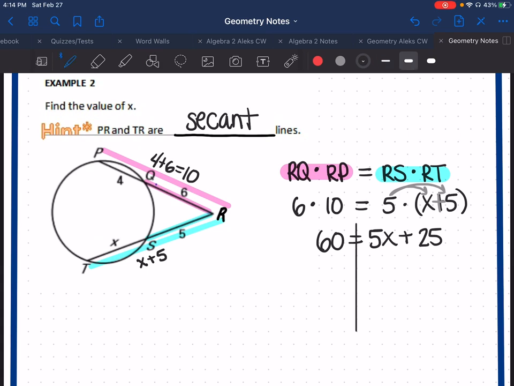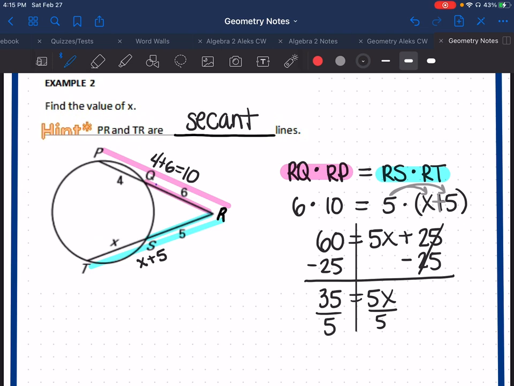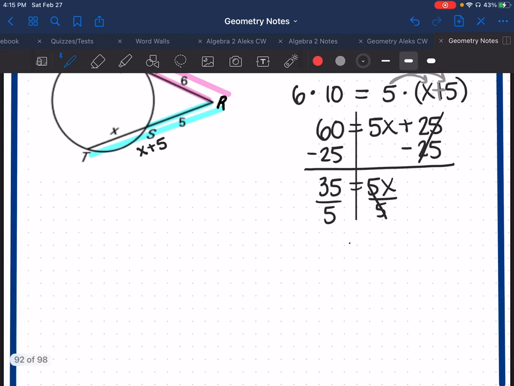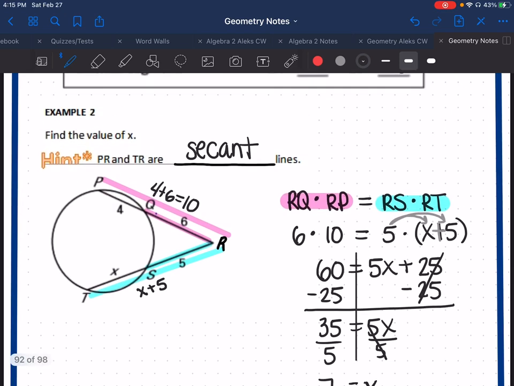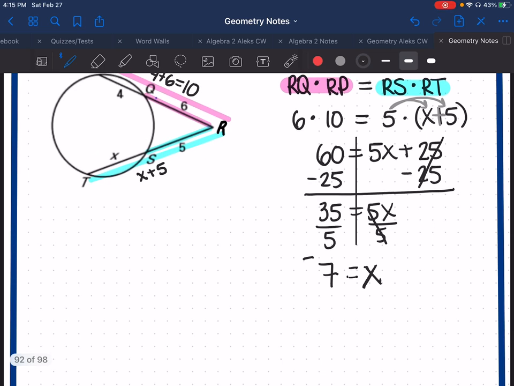Here we go. Minus 25 from both sides. 60 minus 25 would give me 35. And I'm going to divide both sides by 5. There we go, x equals 7. Let me go back up and look. Yep, that's all we wanted: find the value of x.